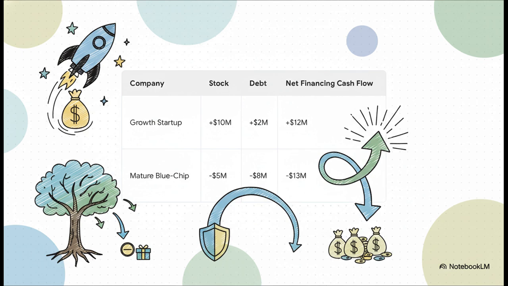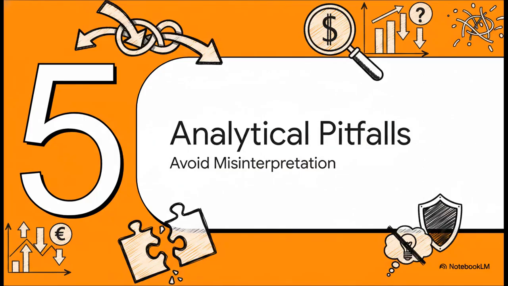Instead, it's using its own profits to pay down debt and reward shareholders by buying back stock or paying big dividends. So you see, a positive number can mean growth, but a negative number can mean strength. Context is absolutely everything. And that leads us perfectly into our final section, analytical pitfalls.